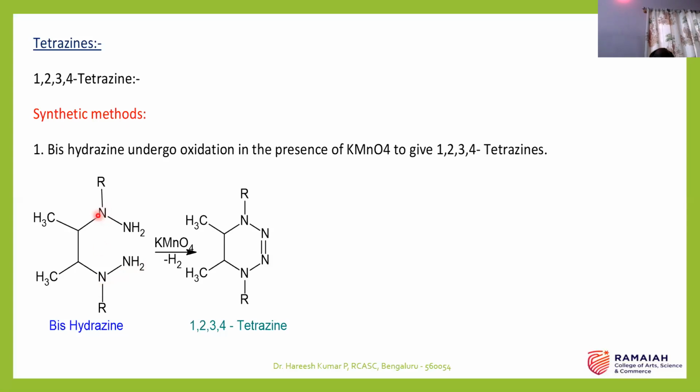NH2 is called hydrazine. NH2 is also a hydrazine. Since it contains two hydrazine units, we can call it a bis-hydrazine. So bis-hydrazine, when it is treated with potassium permanganate, in this reaction potassium permanganate acts as a dehydrogenating agent, removal of H2. So one H from here, one H from here is removed, forming a double bond, N double bond N. So this is how the product 1,2,3,4-tetrazine is obtained. Okay, so with this I will go to the next slide.